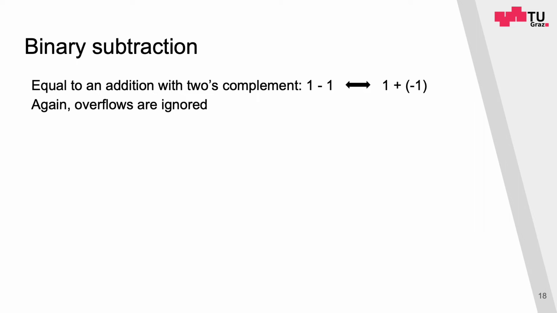So now we know how we can calculate the 2's complement, and we have already learned that the binary subtraction is equal to an addition with its 2's complement. So if we have 1 minus 1, the computer converts it into an addition, like 1 plus minus 1. And again, similarly as by calculating the 2's complement, overflows are ignored here.